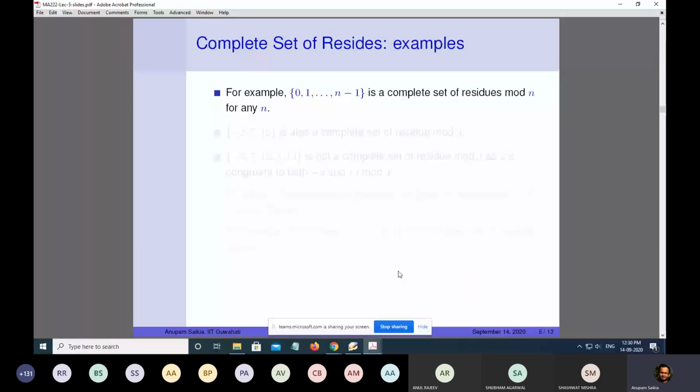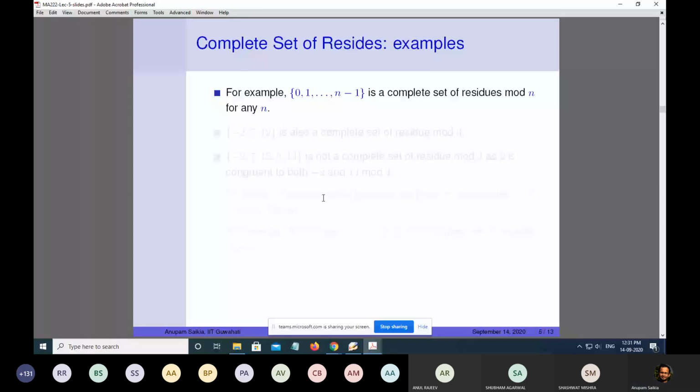Let's look at some examples. For example, 0, 1 up to n minus 1 is a complete set of residues, because any number a has to belong to the congruence class of exactly one of them. When I divide any integer a by n, the remainder is unique, so exactly one of them will be congruent.